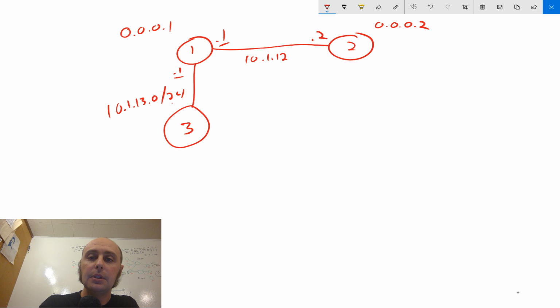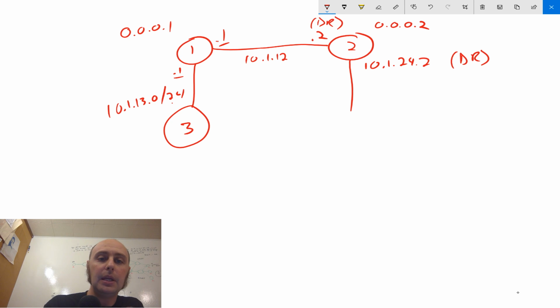So now we can connect this. Now we know we have an interface here. We don't know what's on the other end, but we know it's 10.1.24.2, and that this guy is the DR for this segment, and that router 1 was the DR for its segment.